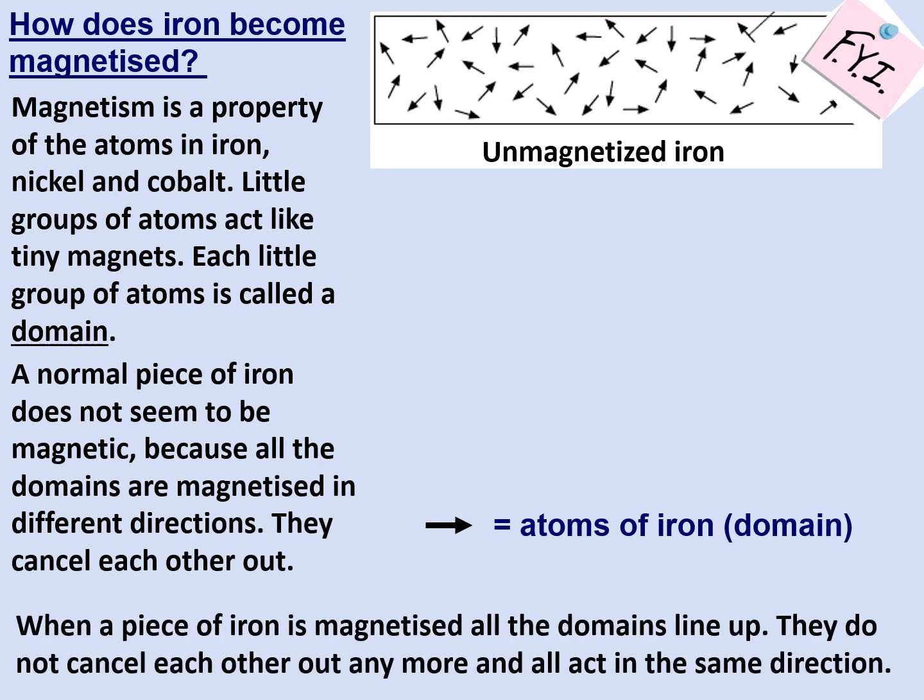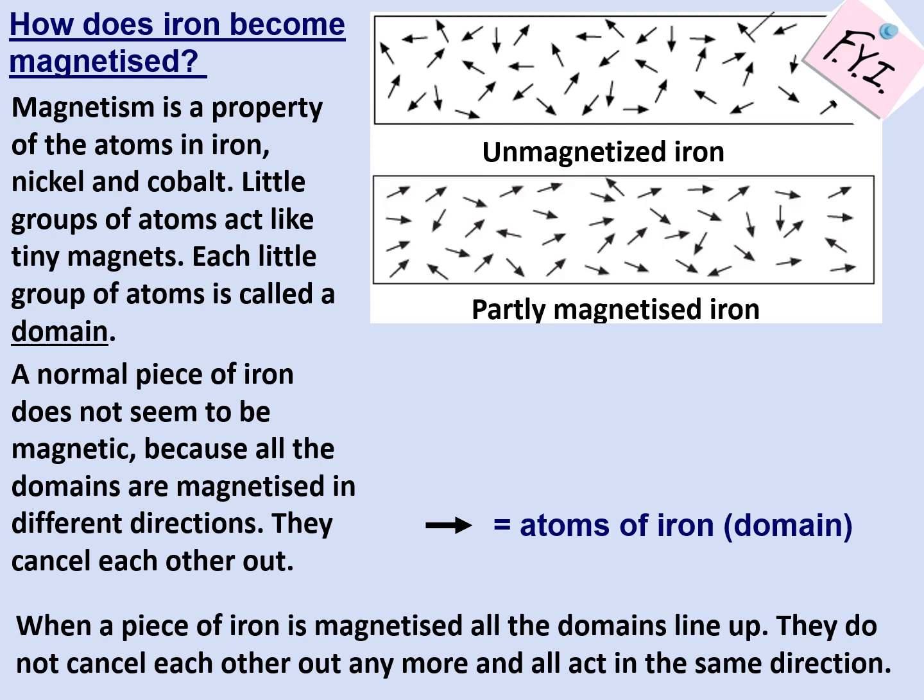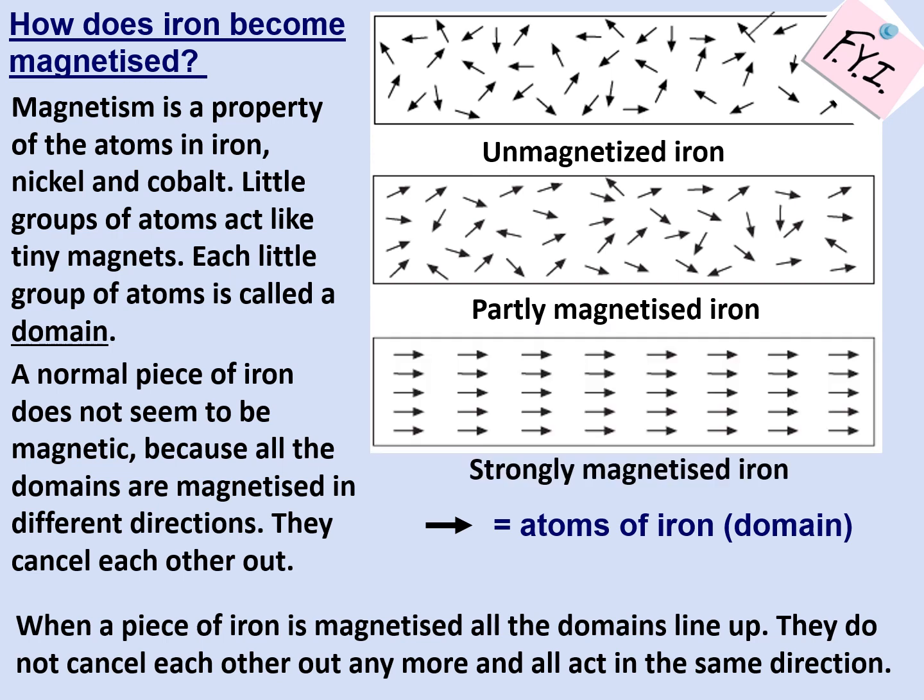Now, if we line the domains up, there we can see partly magnetized iron. And if we align them even more, we end up with strongly magnetized iron. So when a magnetic material has become magnetized, the domains, these groups of atoms, they've all been lined up in exactly the same direction. I'm going to show you how that's done a little bit later on. So again, that's just for your information, but hopefully you find it interesting. Certainly helps you to understand magnetism in a bit more detail.